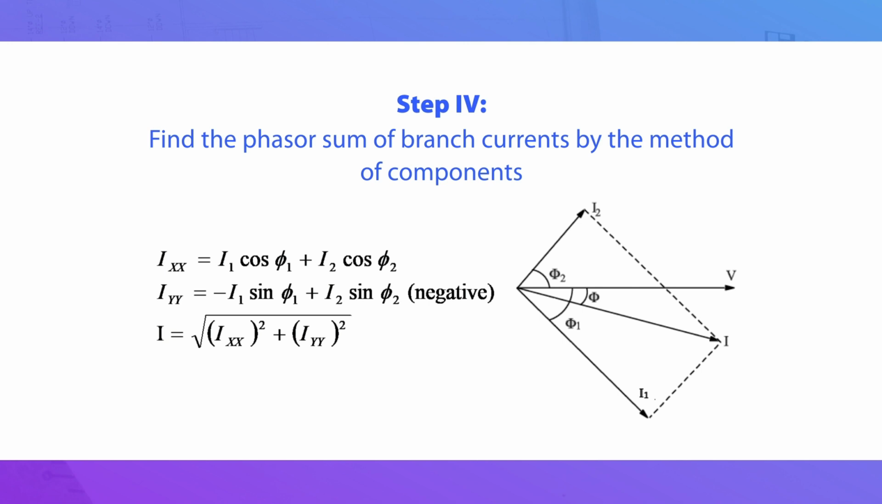So now you have to find the total current I. How can you calculate the total current I? Now you have two components, horizontal and vertical. Just apply the Pythagoras theorem. You square the Ixx and square the Iyy, add them, and take the square root. So I can be written as the square root of Ixx square plus Iyy square. Here you can see that I is also lagging by angle phi. That means this total current I is lagging by angle phi with respect to the voltage V.